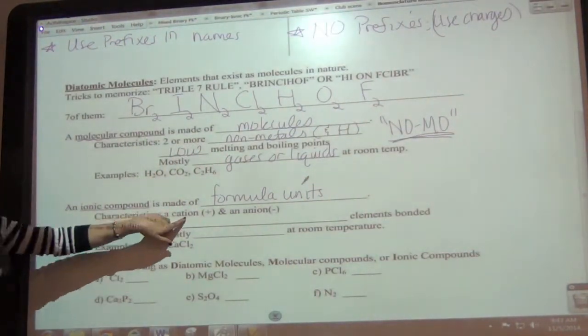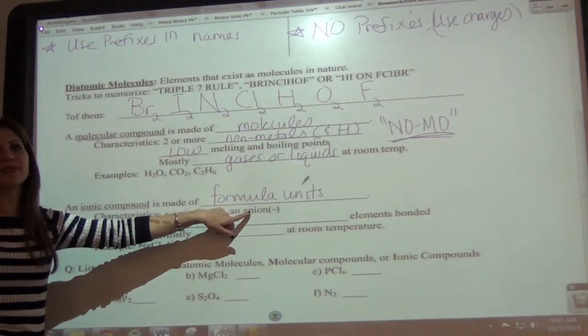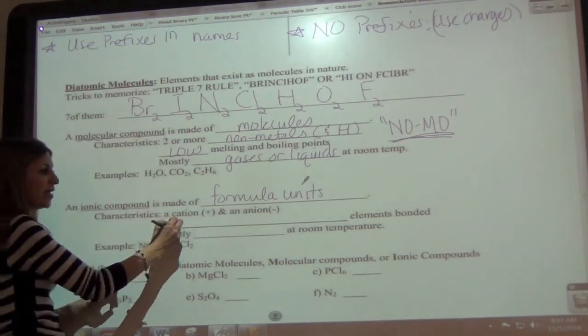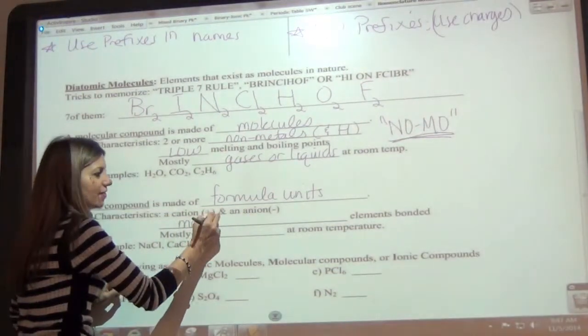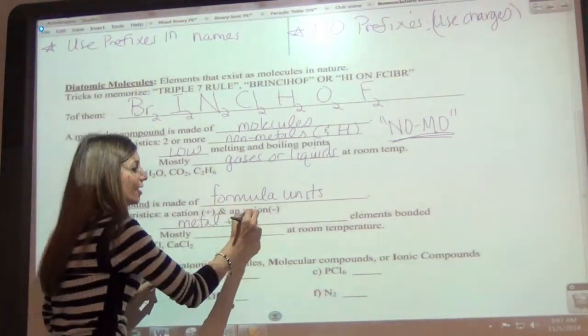These are made of a cation and an anion, but what type of element did we say that would be then? The cation would be a metal, and the anion would be a nonmetal. Perfect.